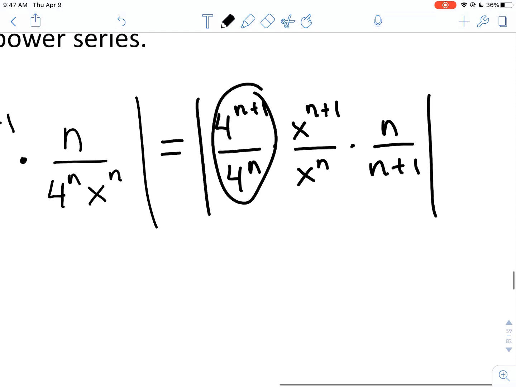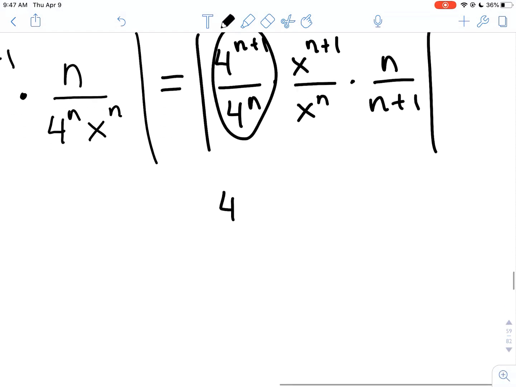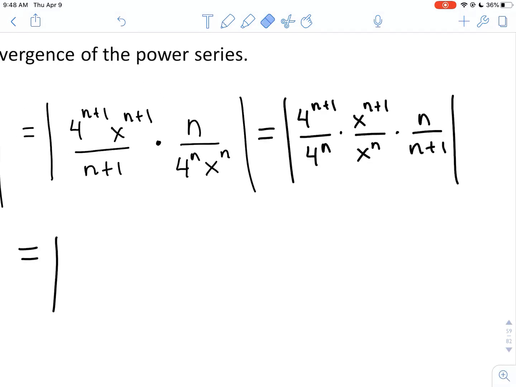We have 4 to the n plus 1 divided by 4 to the n, right? Just recall that 4 to the n plus 1 could be written this way. 4 to the n's will cancel, and you get just 4 to the 1. So the first fraction just becomes a 4. The second one becomes x for the same reasoning. And the other one we can't simplify. It just stays n over n plus 1.